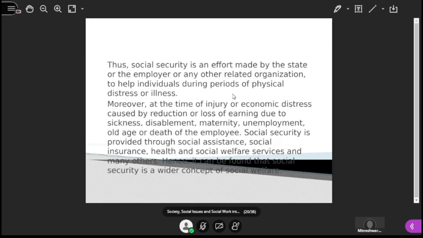So this Social Security is an effort made by the state or the employer or any other related organization to help individuals during periods of physical distress or illness. Moreover, at the time of injury or economic distress caused by reduction or loss of earning due to sickness, disablement, maternity, unemployment, old age, or death of the employee, social security is provided through assistance, social assistance, social insurance, health and social welfare services, and many others. Hence, it is found that social security is a wider concept of social welfare.